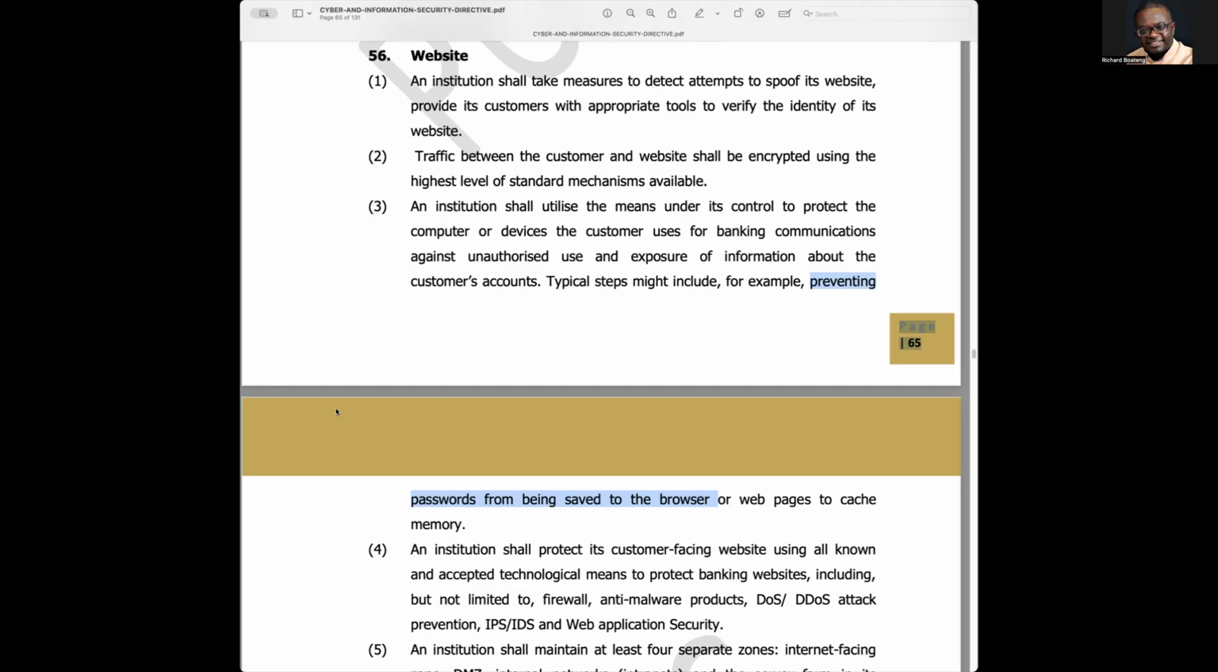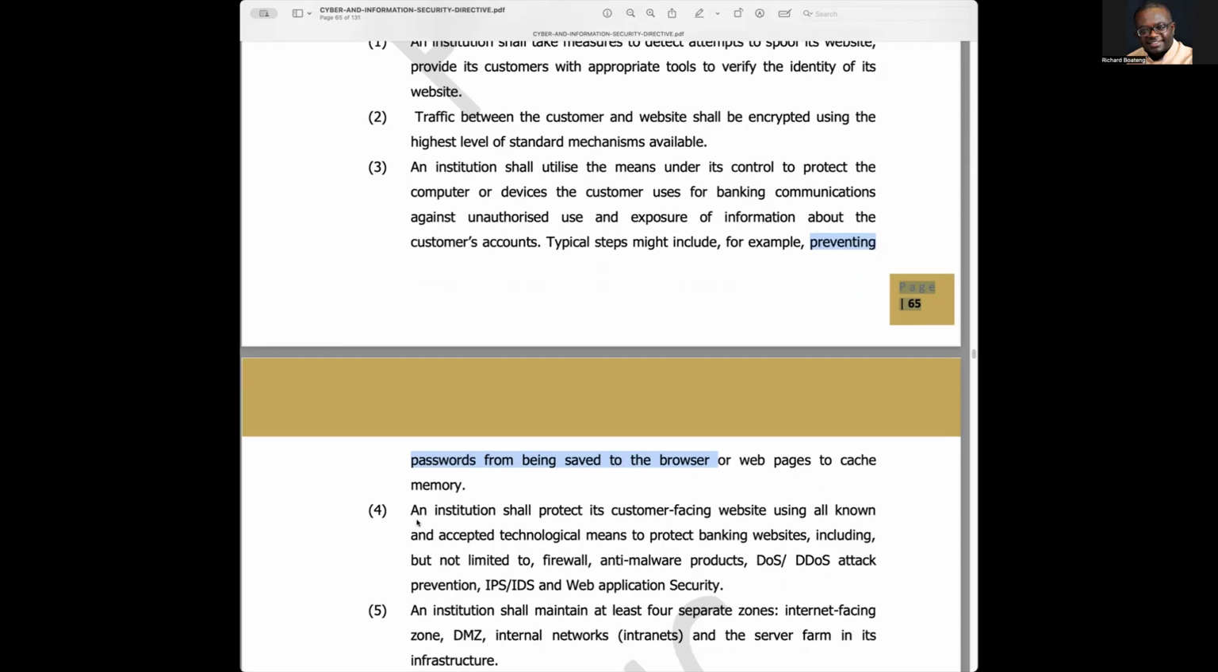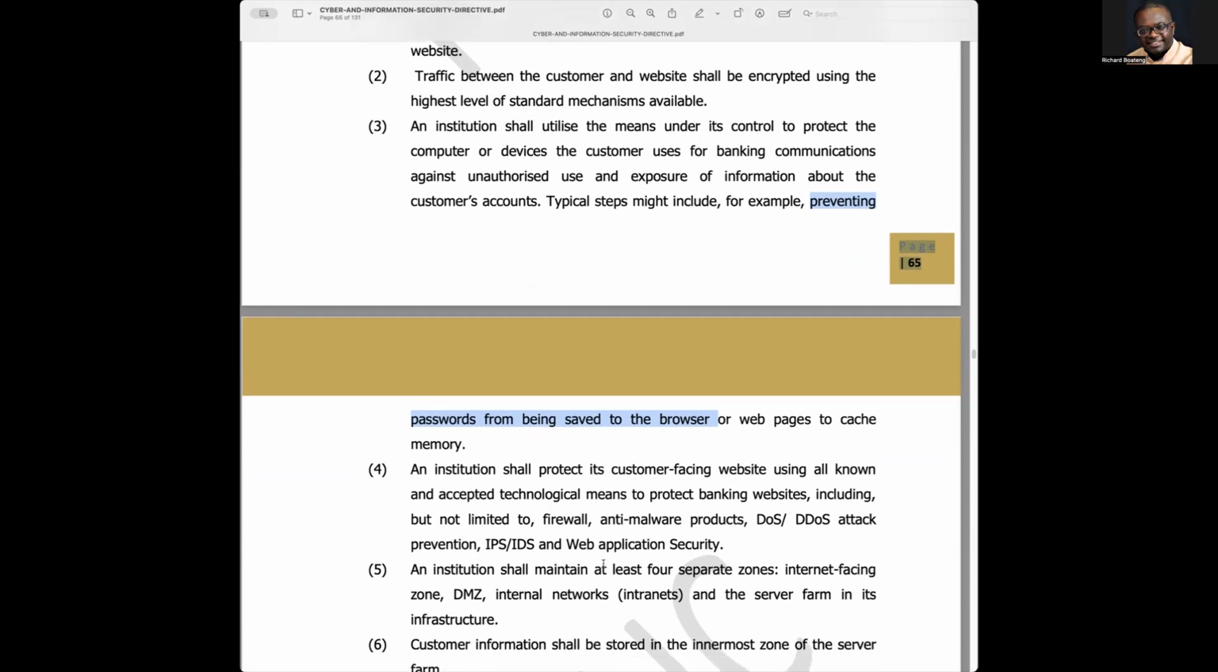You went to the underground website, the dark web, and now you are saying it is me. But interestingly, an institution shall protect its customer-facing website with all known and accepted technological means to protect a banking website, including but not limited to firewalls, anti-malware products, protection against DoS and DDoS attacks, all kinds of other types of attacks, and web application security. Okay, so let's hold on for this one.